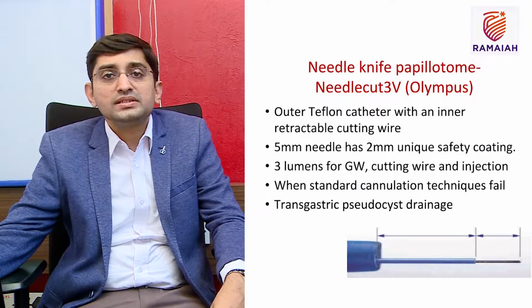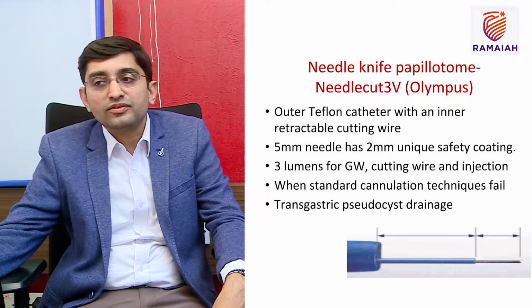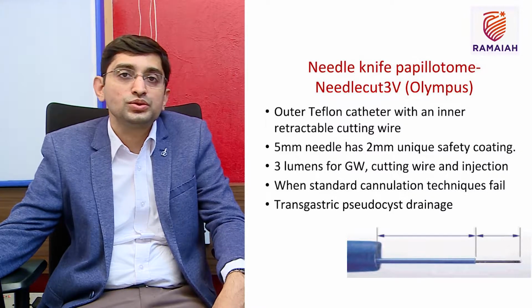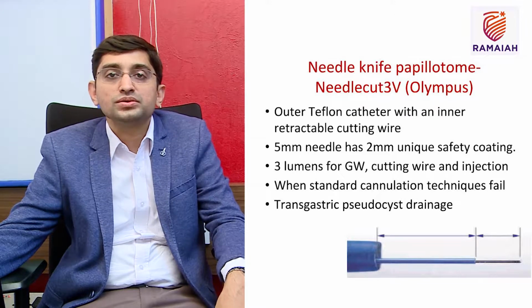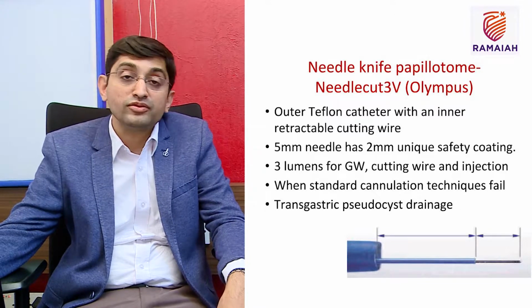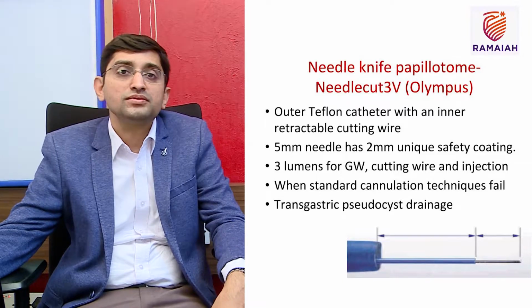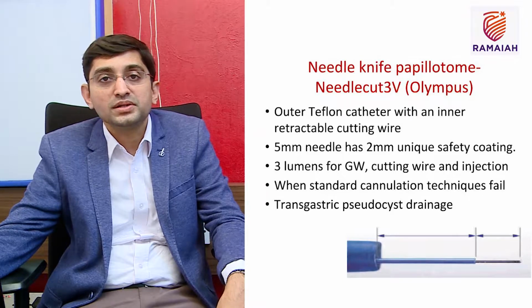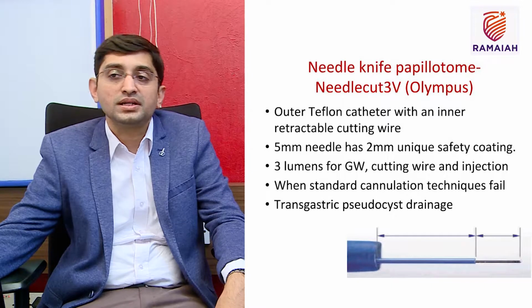So the needle knife, in Olympus it comes as the needle cut 3V, has an outer Teflon catheter with an inner retractable cutting wire. So the advantage is there is no nose. In a difficult cannulation, to expose the biliary sphincter, we tend to use the needle knife in a stepwise fashion. We cut layer by layer towards the 11 o'clock position. This is called needle knife sphincterotomy. We use it when the standard cannulation measures fail, and it can also be used for transgastric pseudocyst drainage.